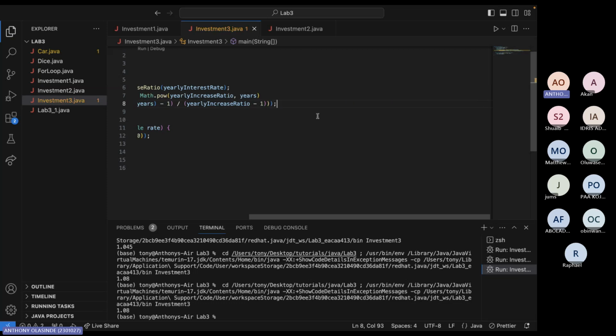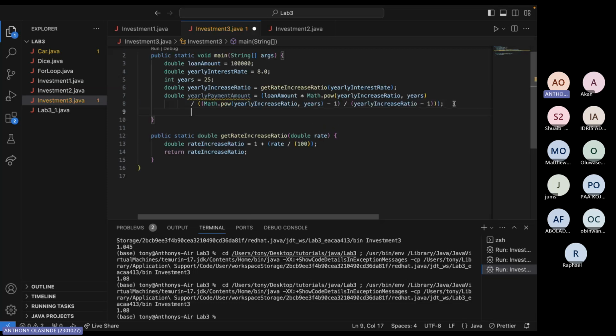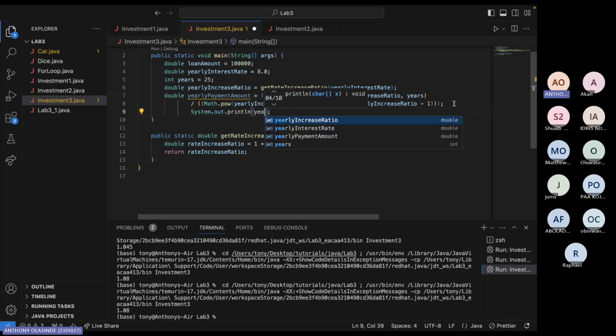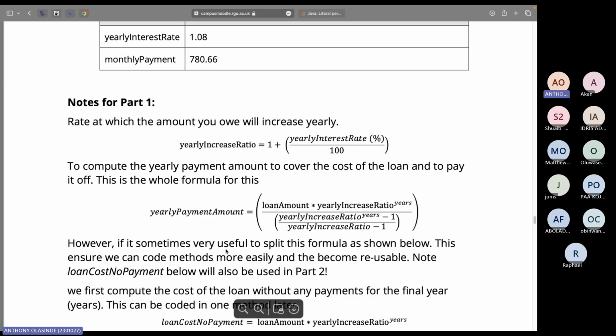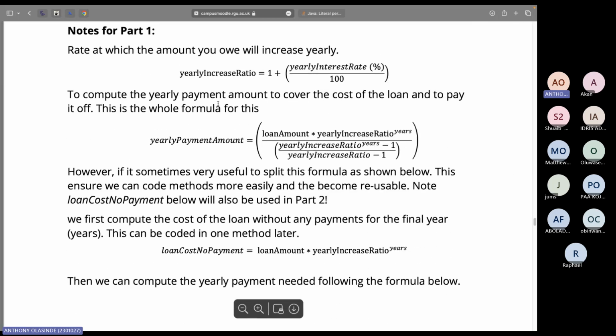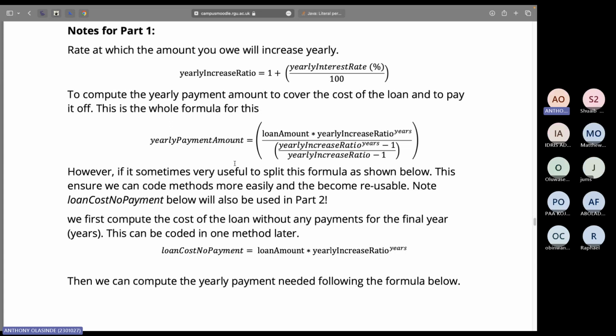Terminate it. Okay, and let's see what we get. Print out yearly payment amount. Yeah, so you pay this much. That's fine. To compute the yearly payment amount to cover the cost of the loan and to pay it off, this is the formula for this, which is this. However, it is sometimes very useful to split this formula as shown below.